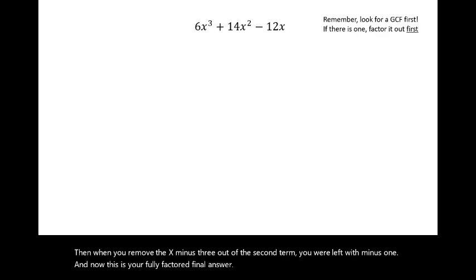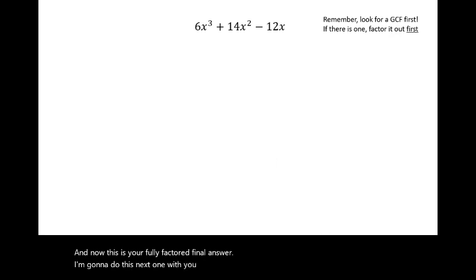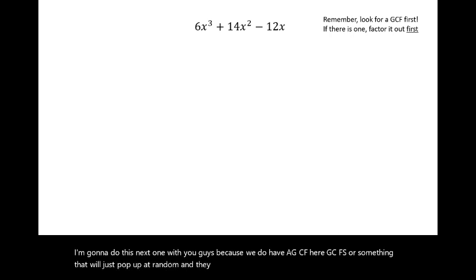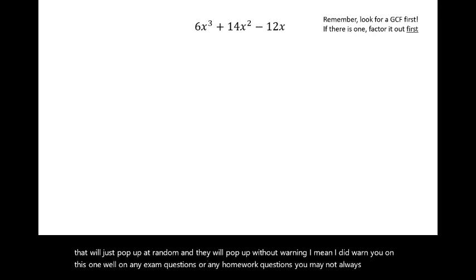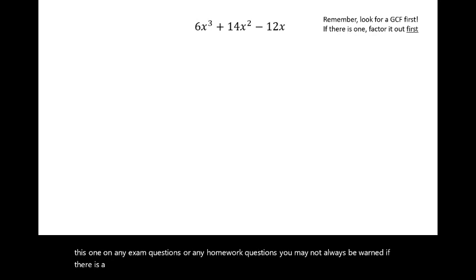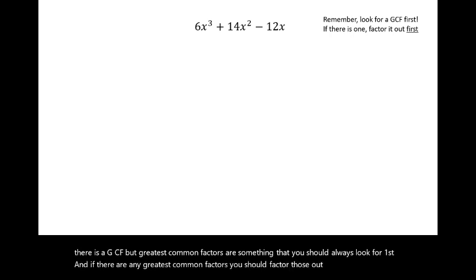I'm going to do this next one with you guys because we do have a GCF here. GCFs are something that will just pop up at random, and they will pop up without warning. I mean, I did warn you on this one, but on any exam questions or homework questions, you may not always be warned if there is a GCF. But greatest common factors are something that you should always look for first, and if there are any greatest common factors, you should factor those out first before doing any other factoring.